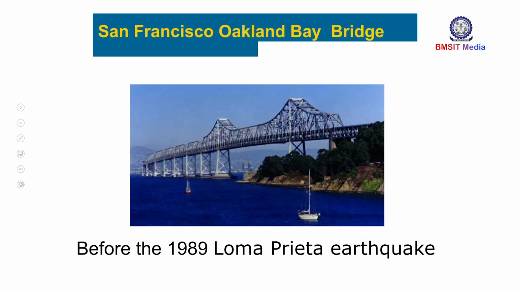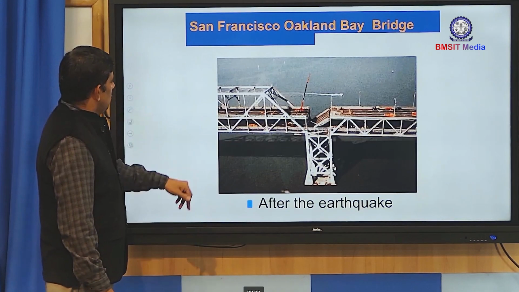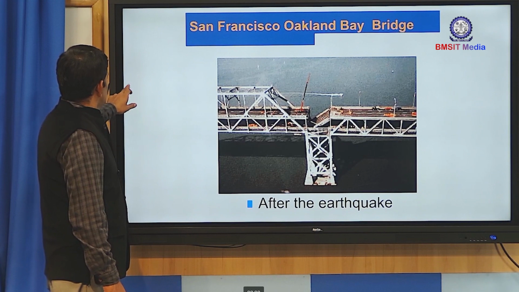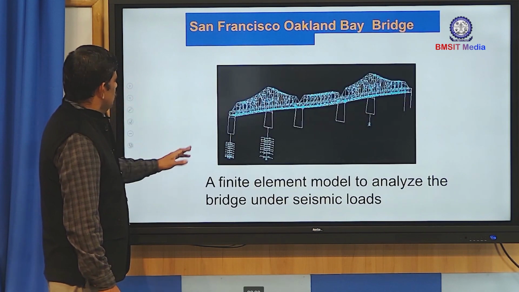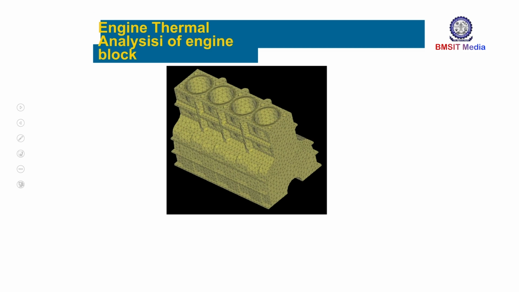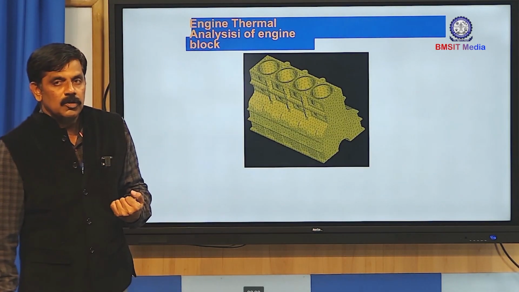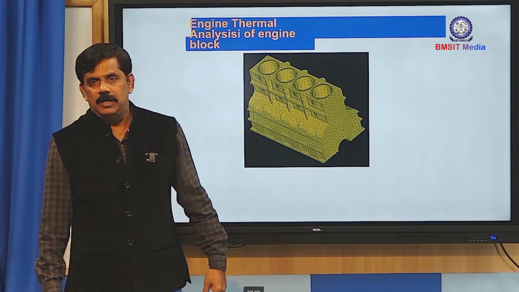Even the structural analysis of bridges can be done. We can see here, this is the original bridge. It collapsed after the earthquake, and then the whole thing can be simulated using finite element analysis. And we can go for other than structural analysis. Fluid analysis can also be done using finite element analysis.